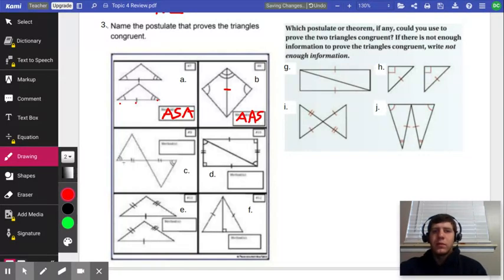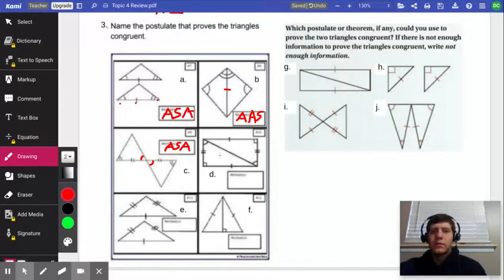Okay, here we have 1 pair of angles and 1 pair of sides, but we also have vertical angles, so we can fill in our vertical angles. We know vertical angles are always congruent, so we can add those. Right, and then you have angle, side, angle.